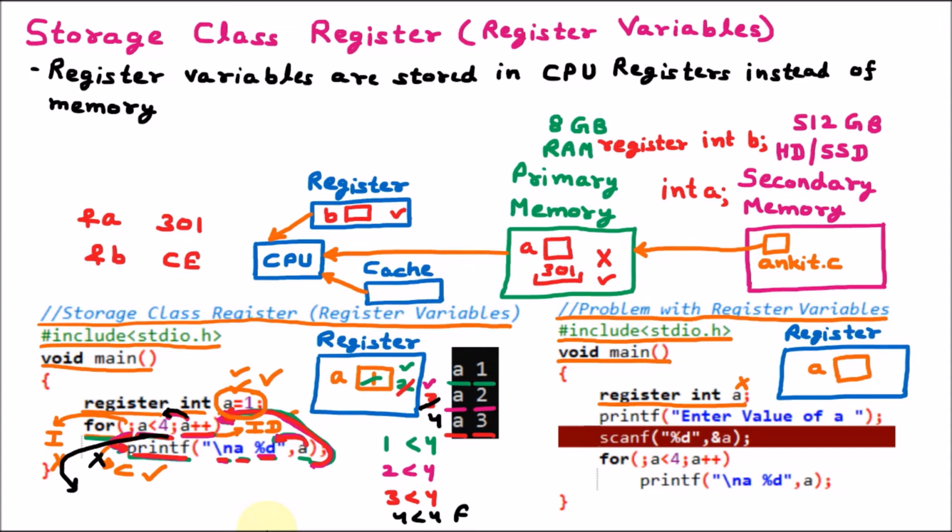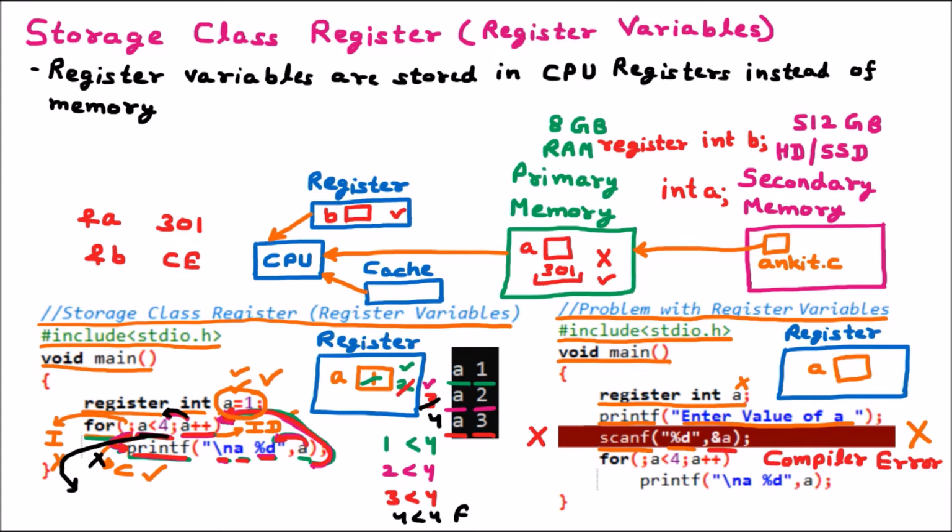Moving further, we say printf enter value of a. So on the user screen we want to show the message: enter value of a. Then in the next line we say scanf, that means asking the user and taking the input, %d for the integer value, and &a. Here we want to access the address of a, which is not possible. So this is the line where the compiler gives an error. By writing the scanf line, we want to access the address of a register variable, which is not allowed.